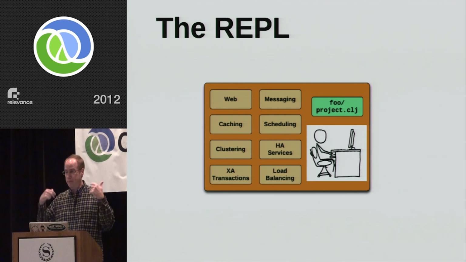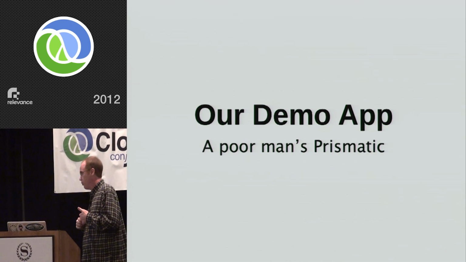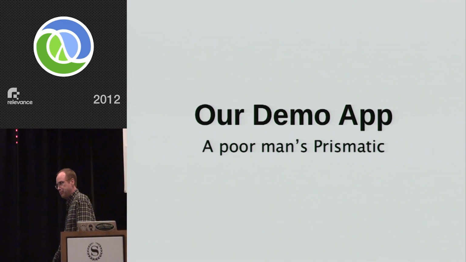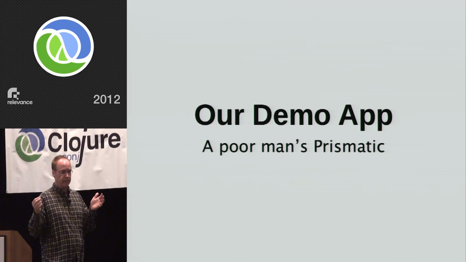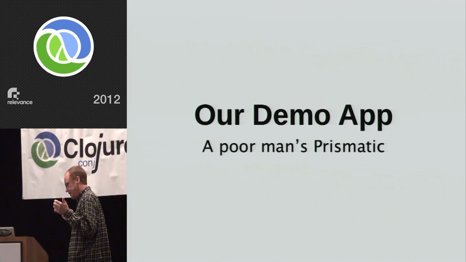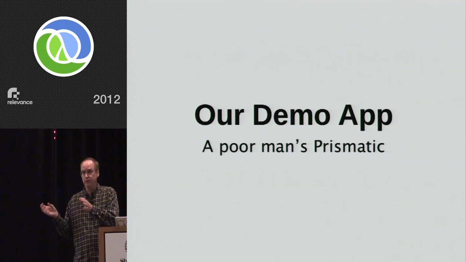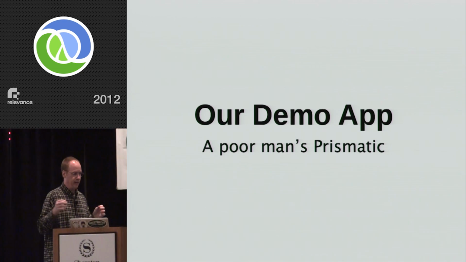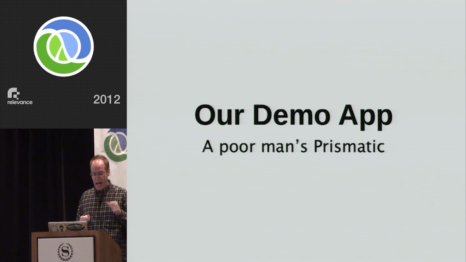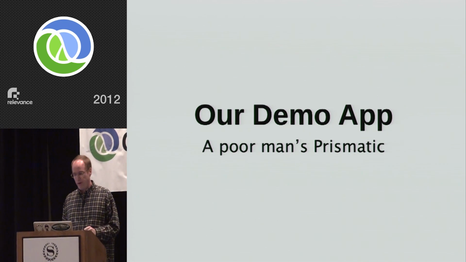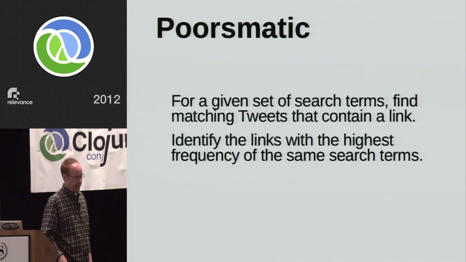So I want to build an app for you guys that'll kind of demonstrate that. And so what we're going to try to build today is a poor man's Prismatic. And Prismatic, I have no affiliation with them, but it's a neat service. If you don't know what it is, it's a content discovery service that I'm sure uses very sophisticated algorithms to analyze your social graph and present you with content from the web that you're probably going to be interested in. Our poor man's Prismatic, or Poorsmatic, as I'm calling it, will have no such sophistication.